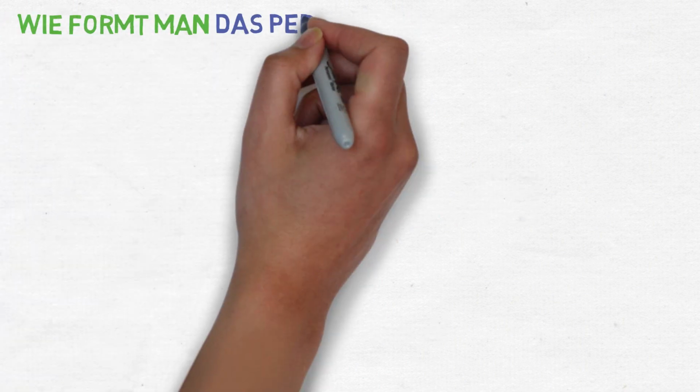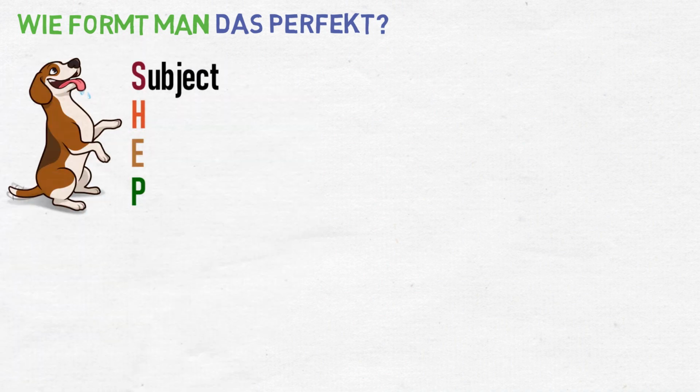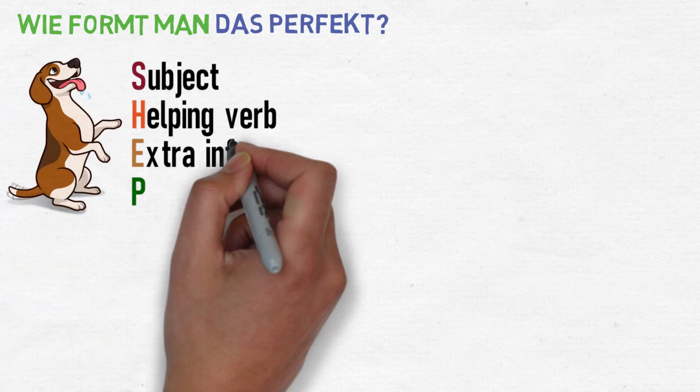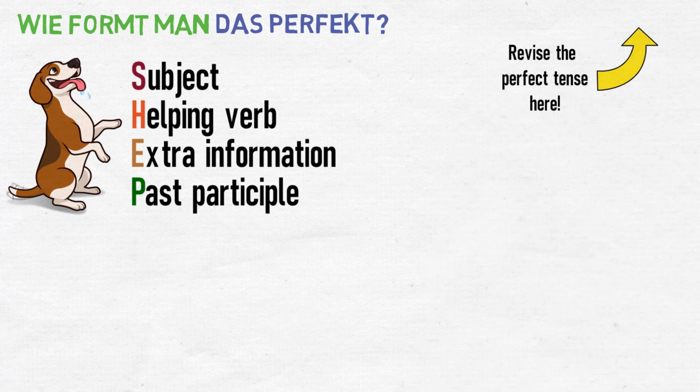To form the perfect tense, we use the SHEP word order of subject, helping verb, extra information, and past participle. If you need to recap how to use this tense, please go back and watch my perfect tense video by clicking the banner now.